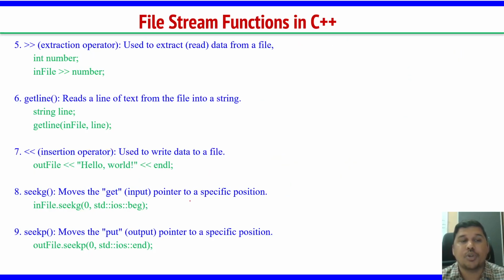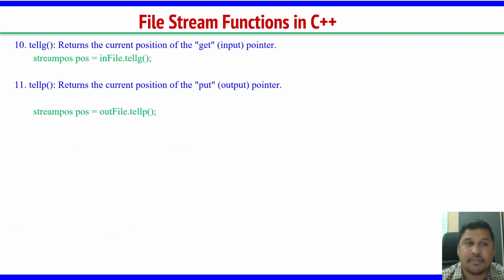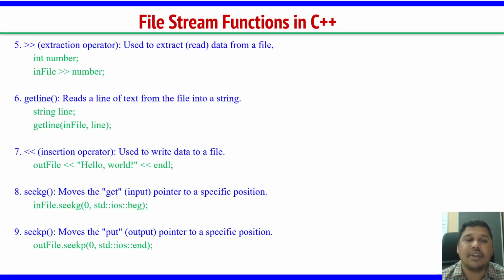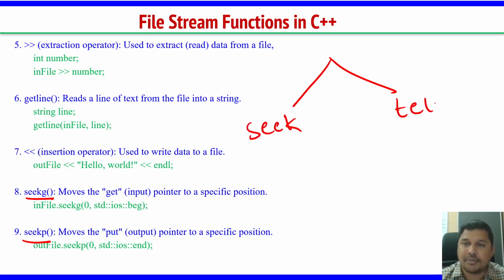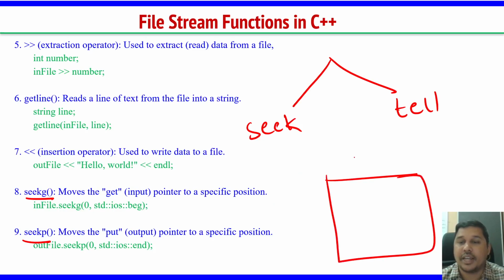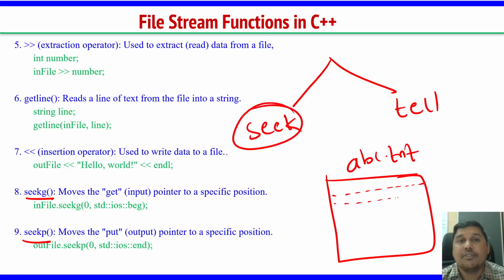Then the most important functions here in files are seek and tell. There are two functions. Seek again has variations, seekg and seekp. Very important functions, seek and tell. I will just give an overview, then we will go to the variations. Suppose there is a file abc.txt, it has some text like this. The seek function will take you to whatever location you want to go. Suppose your cursor is here.